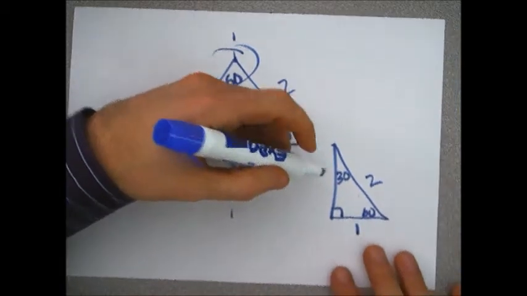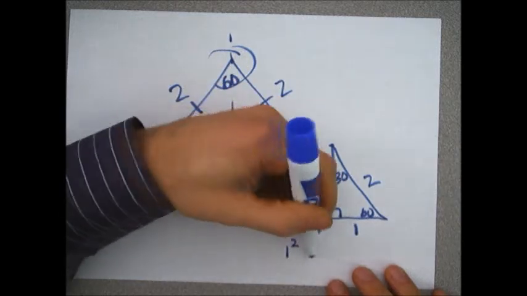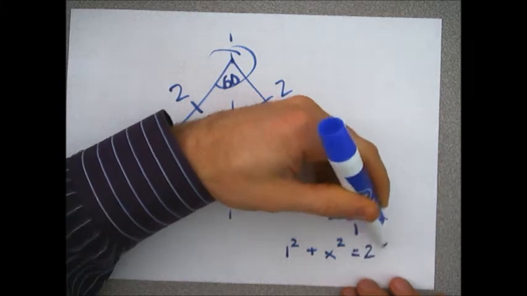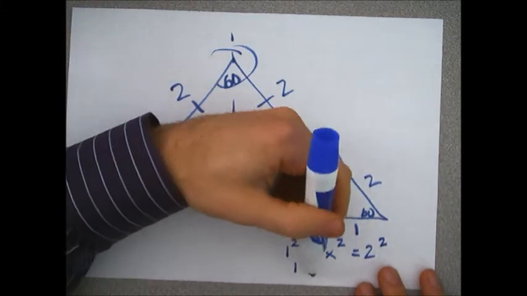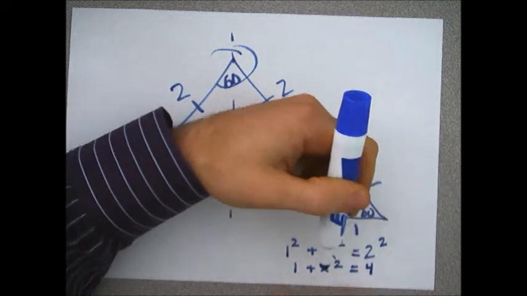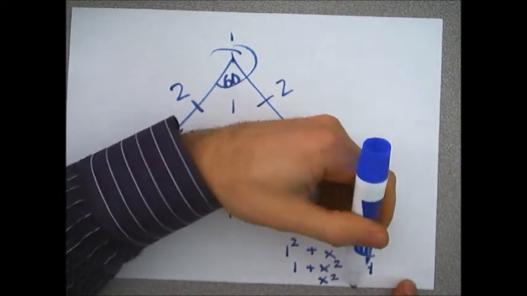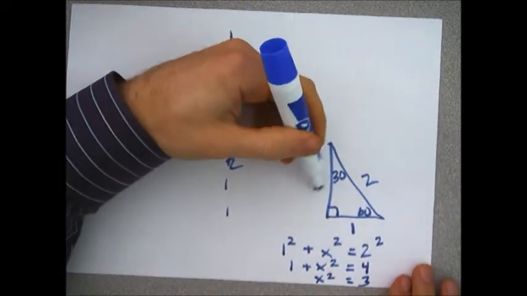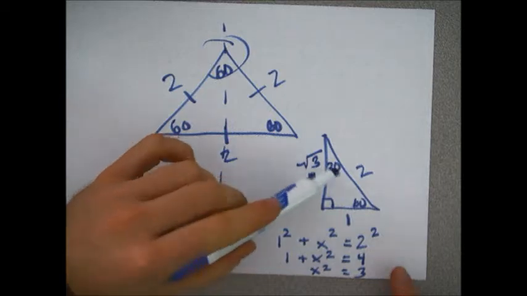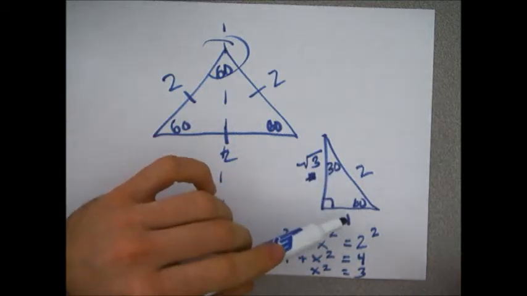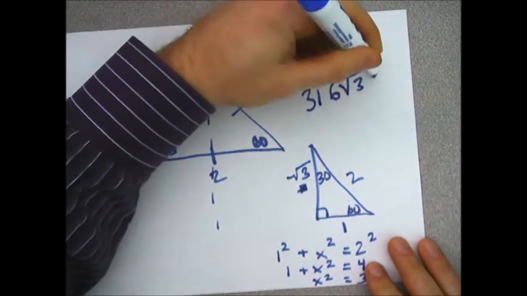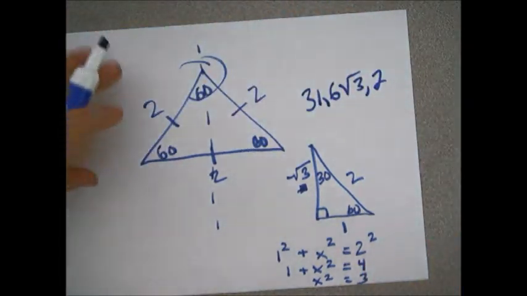Pythagorean theorem, right? All right, so I want to do leg squared plus, we'll call this x, equals hypotenuse squared. So this is 1 plus x squared is equal to 4. Subtract my 1 from both sides, so x squared is equal to 3. Take the square root of both sides, and this is square root of 3. This goes back to our pattern that we learned in class: 1, square root of 3, 2. That's the one for the 30, 60, 90.